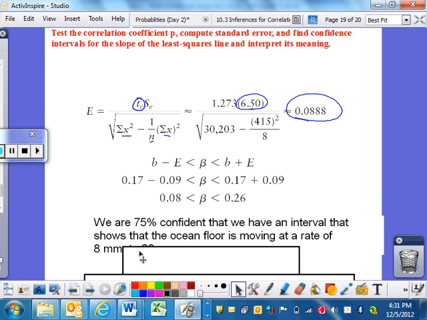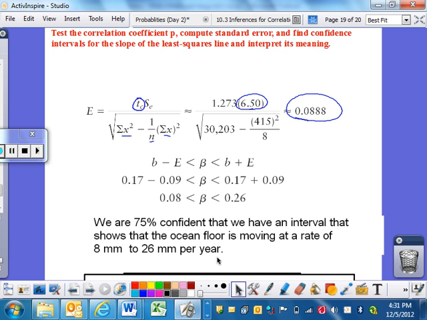We are what? 75% confident that we have an interval that shows the ocean floor is moving at a rate of 8 to 26 millimeters per year, because that's what beta is talking about. That's how far it's moving. It's the slope, the rate of change.